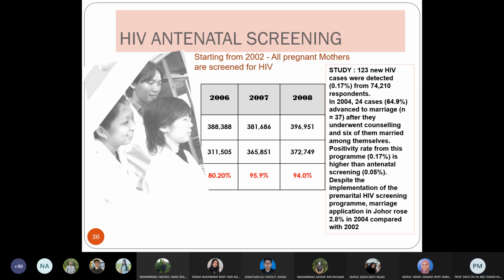In 2004, 24 cases advanced to marriage. So even though they have HIV, they still want to get married. But they underwent counseling, and 6 of them out of these 24 cases still wanted to marry people from the same group. It's okay if it's the same. Our concept is, if one partner is positive and the other is negative, it's a bigger concern. But if both are positive, then it's slightly different.